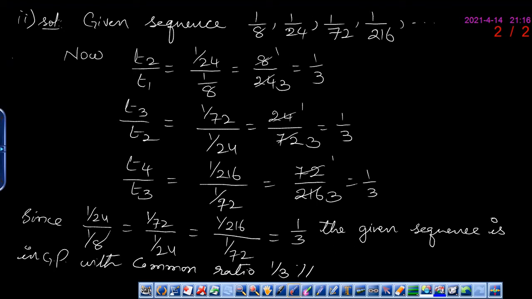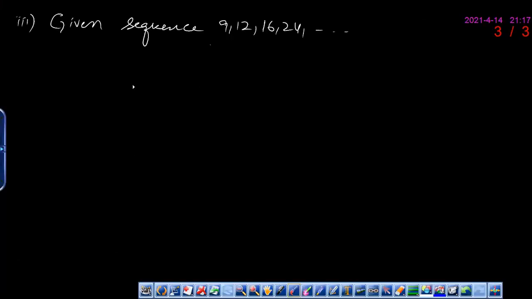Okay, Shivani, can you explain to me the third problem? The given sequence is 9, 12, 16, 24, and so on. Tell me how to show that the given sequence is in GP. We have to find the common ratio. T2 by T1 is equal to 12 by 9. What will you get? 1 by 3 is 4, so 4 by 3, sir.